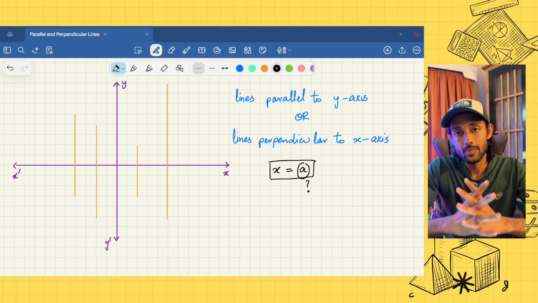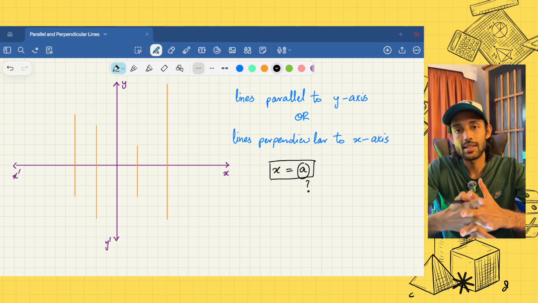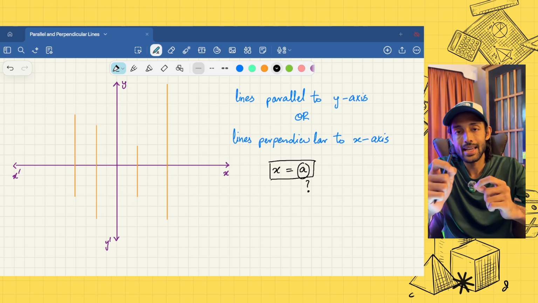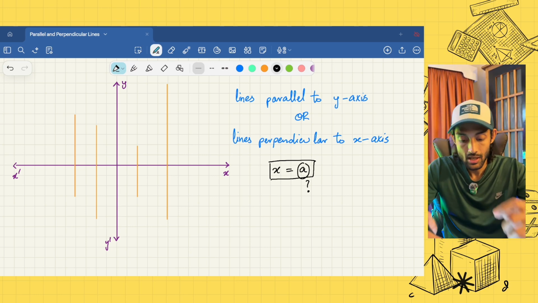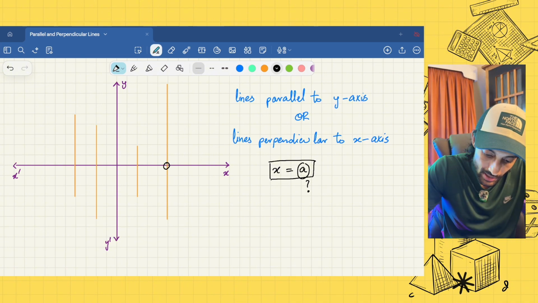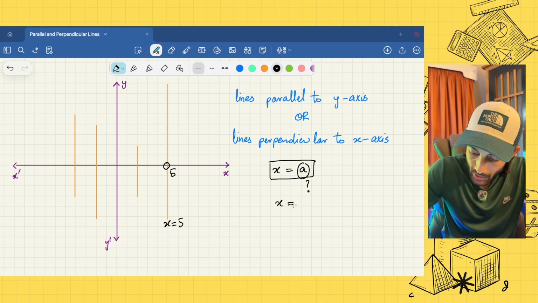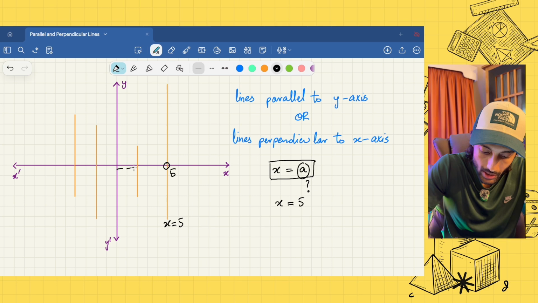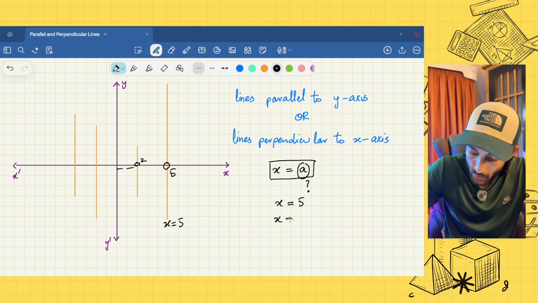The main key concept is, if you see that the line is parallel to the y-axis, you just need to see from where exactly that line is crossing the x-axis. So if you see that the line is crossing the x-axis at this point, this is my value of a. You just need to count 1, 2, 3, 4, 5. So this is 5. So the equation will be x equal to 5. So my value of a turns out to be 5. X equal to 5. Now you just need to count 1 and 2. So this is basically 2. So it will be x equal to 2.